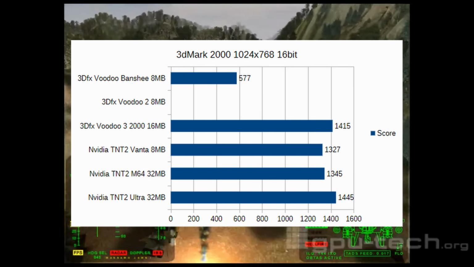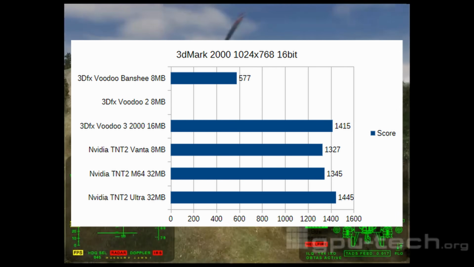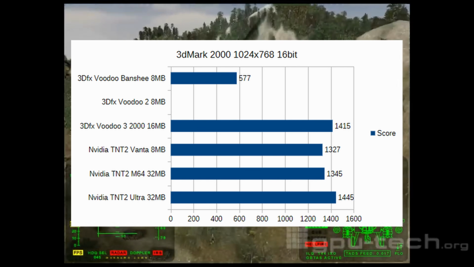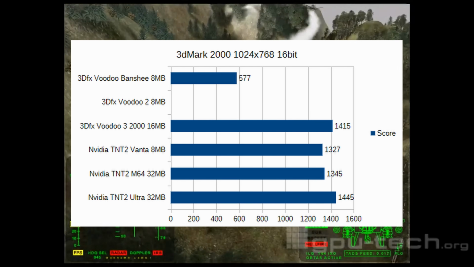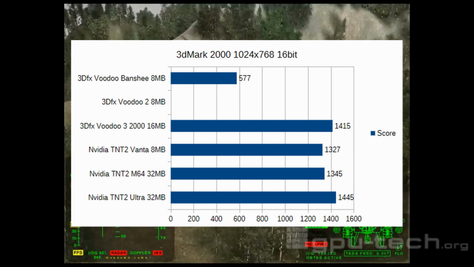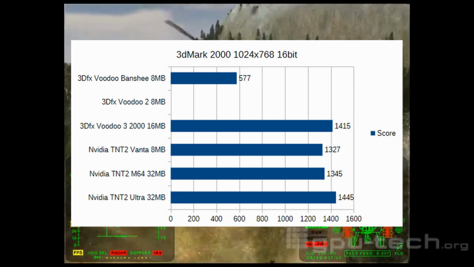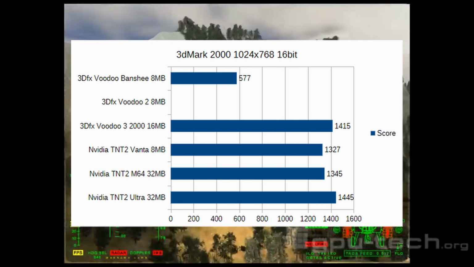The Voodoo 2 can't display this resolution due to its frame buffer limits. However, the Voodoo Banshee is still putting in, we'll call it an appearance, not really much of a showing, really, at 577. Obviously held back by the 8 megabytes on board. Even though the Vanta only has 8 megabytes, it is still performing quite well.